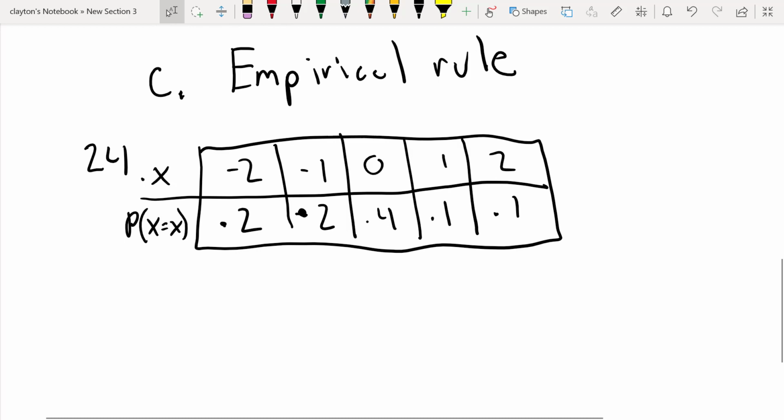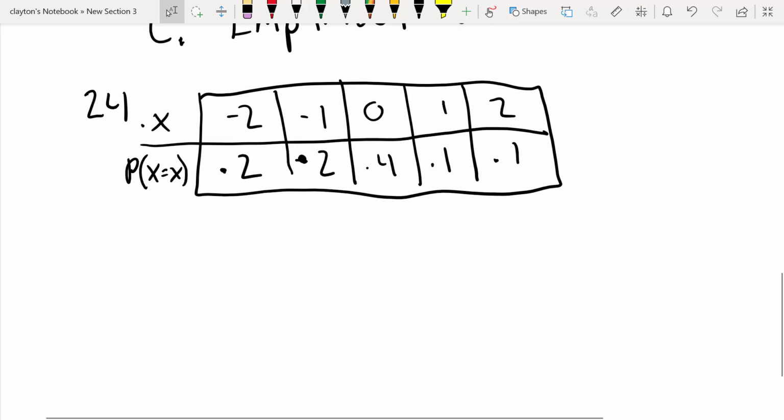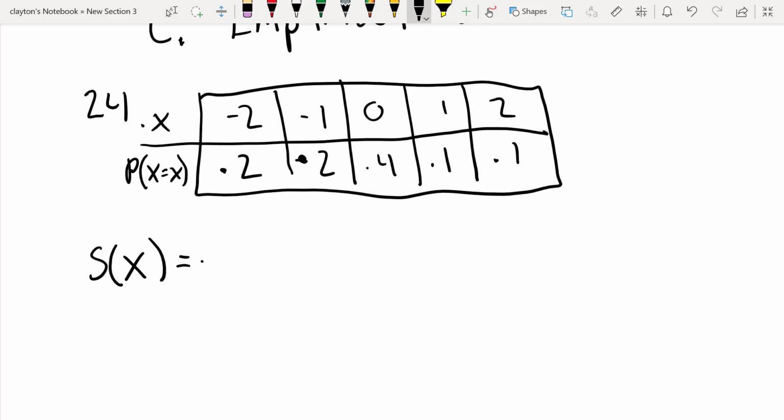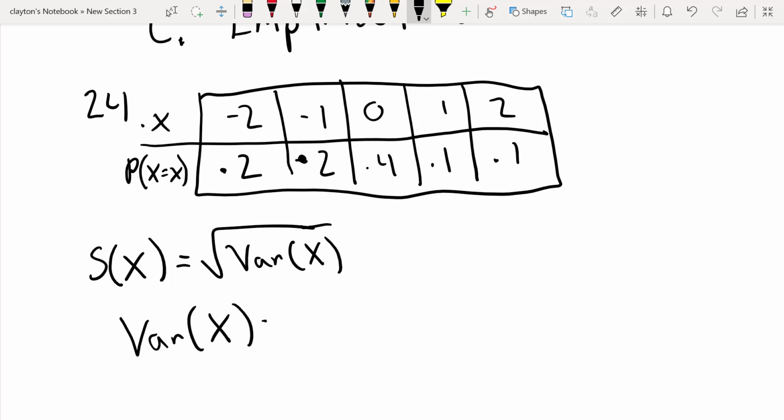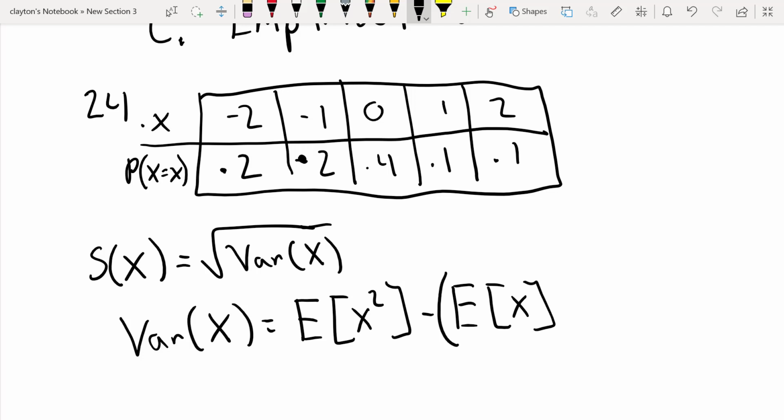Now it says to calculate, did it say the variance or the standard deviation? I believe it says standard deviation. Yeah, and all we need to know here is that the standard deviation of x is equal to the square root of the variance. So we're actually going to find the variance. I've introduced this concept before, but the variance of x here is equal to the expected value of x squared minus the expected value of x squared.